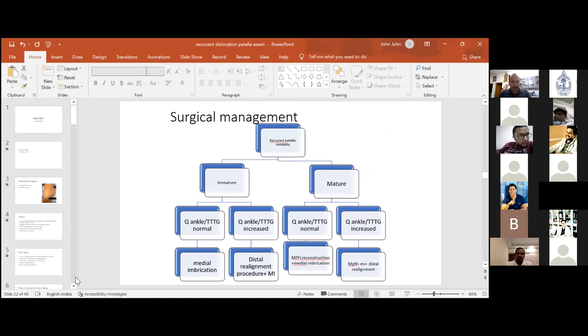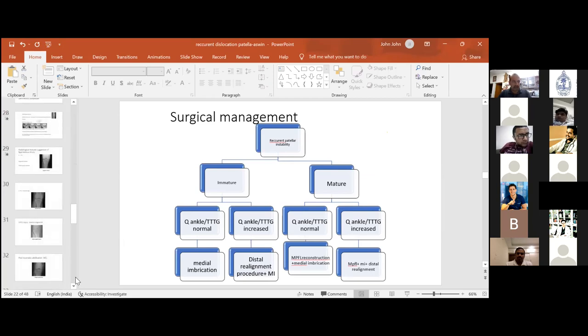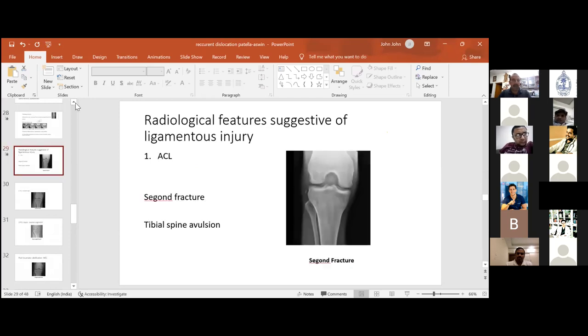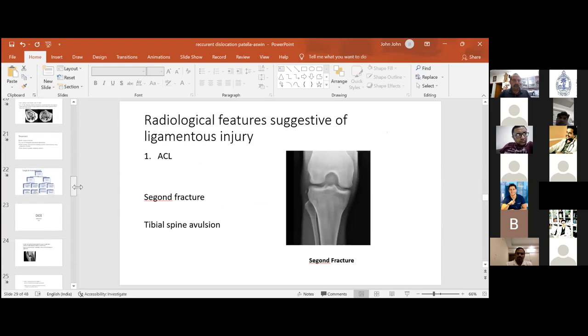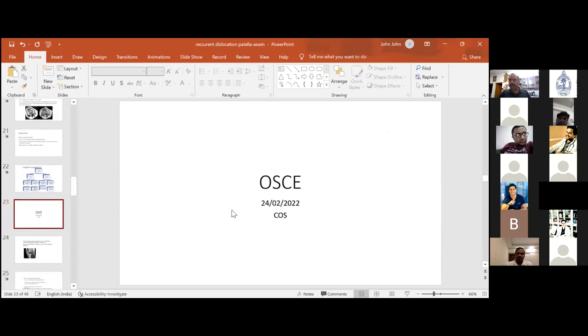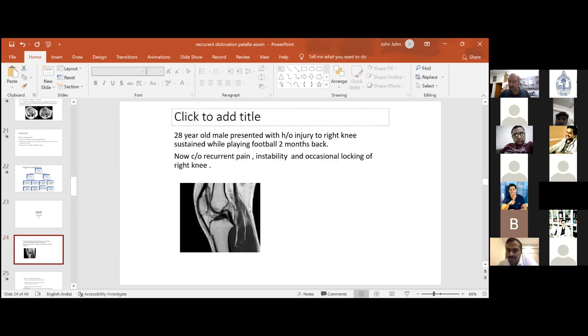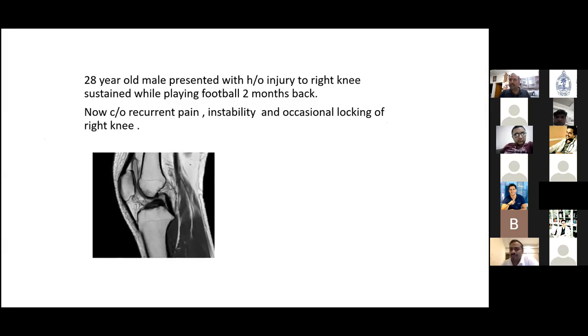So we can go to, what is this? Okay. We'll have one more case, I think, or we will stop. Balu? Yes, sir. We can have one more or we'll stop? Yes, sir. I think it's quick OSCEs, no, sir? Yeah, quick ones. Yes, sir. We have a rapid fire.